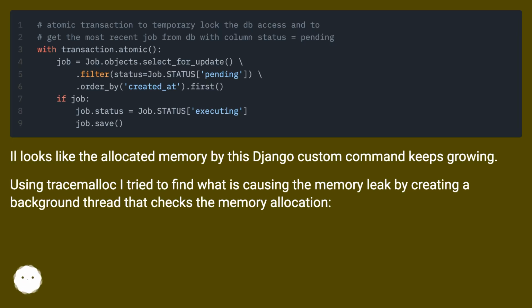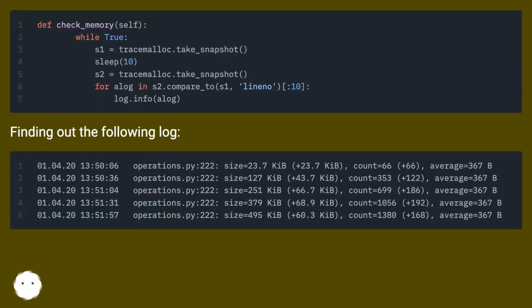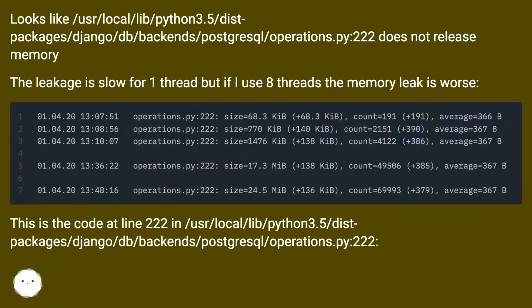Using tracemalloc, I tried to find what is causing the memory leak by creating a background thread that checks the memory allocation. Finding out the following log. Looks like it does not release memory. The leakage is slow for one thread, but if I use 8 threads the memory leak is worse.